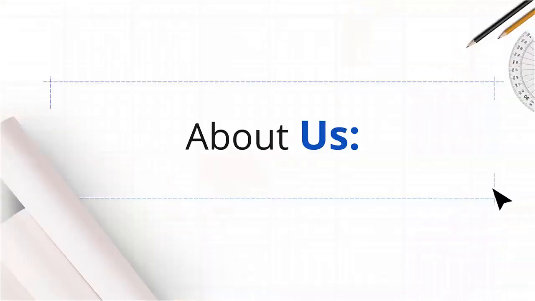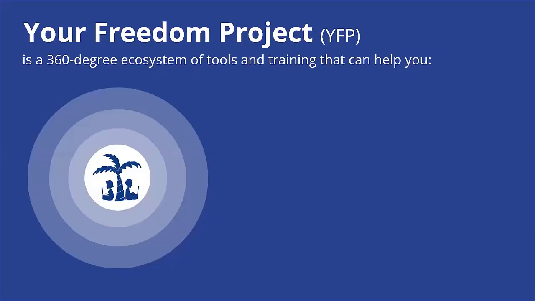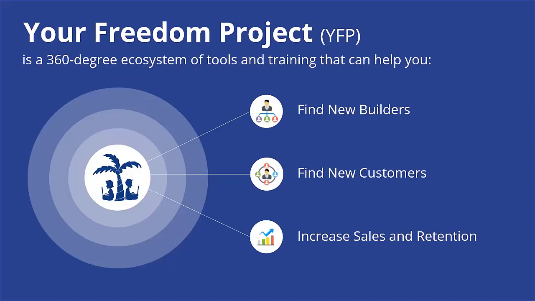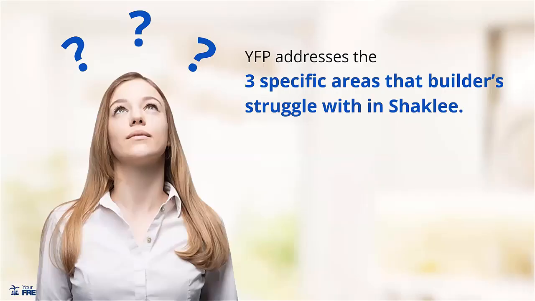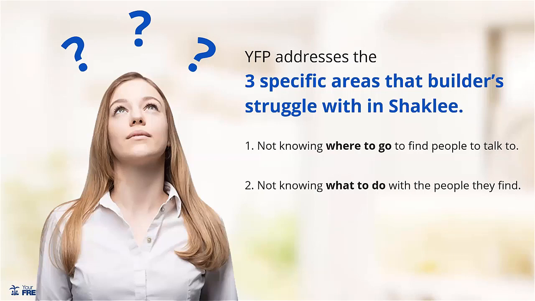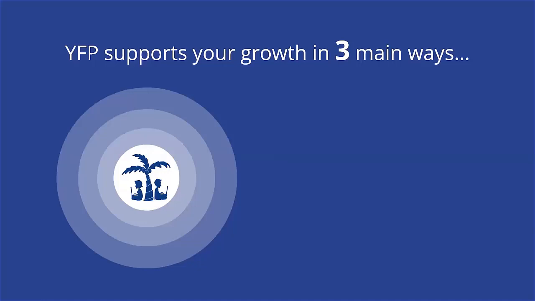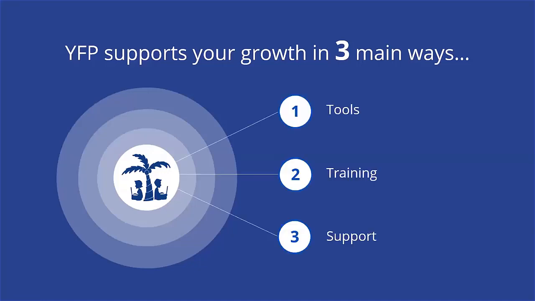So if you're brand new to YFP, a little bit about us. We are your Freedom Project, or as we say, YFP for short. And YFP is a 360-degree ecosystem of tools and training that can help you find new builders, find new customers, and increase sales and retention. And YFP addresses the three specific areas that builders struggle with in Shaklee, which is not knowing where to go to find people to talk to, not knowing what to do with the people they find, and not having a formula or plan to stay on track and measure success. YFP supports your growth in three main ways with tools, training, and support.